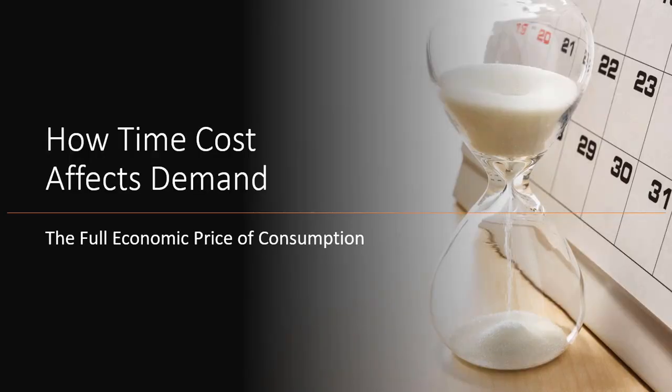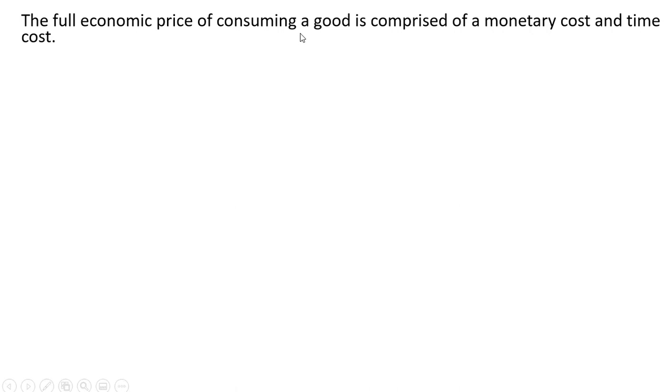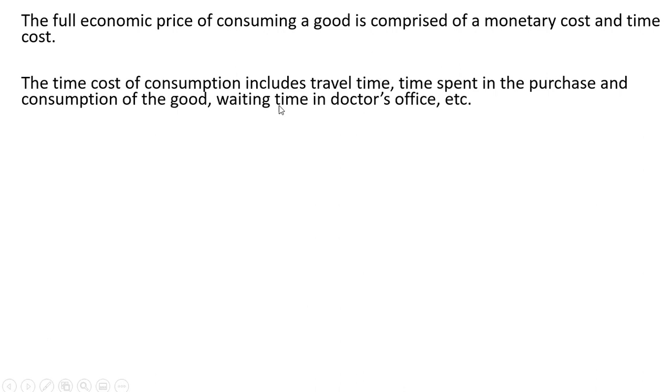Hello, in this video we're going to look at how time cost affects demand. The full economic price of consuming a good is comprised of a monetary cost and a time cost. The time cost of consumption includes travel time, time spent in the purchase and consumption of the good, waiting time in the doctor's office, for example.